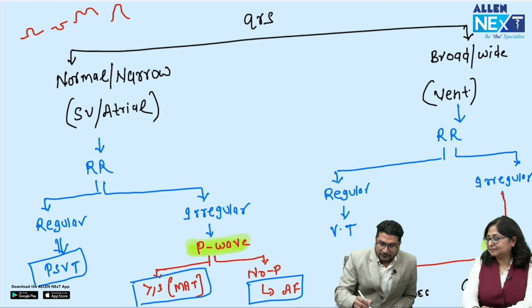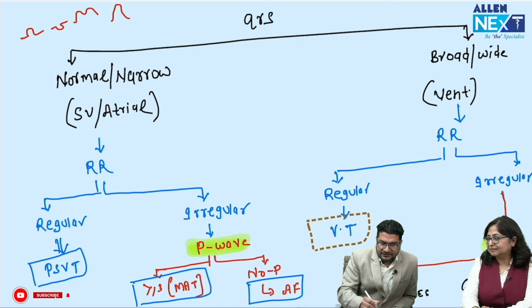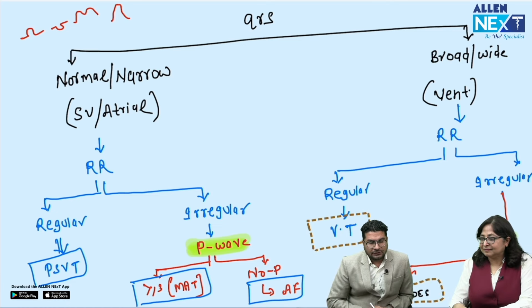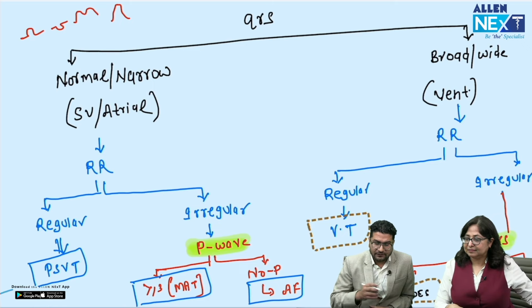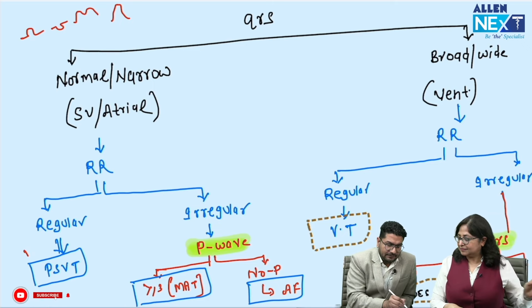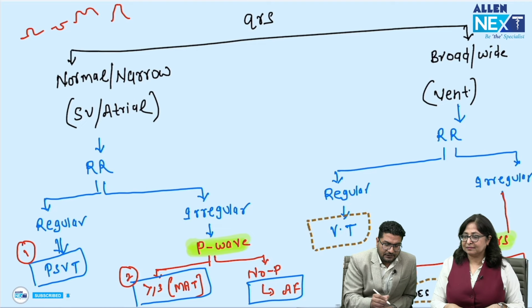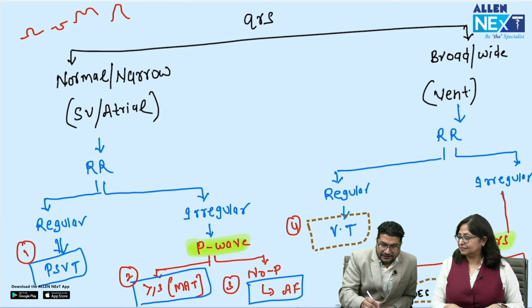So again, here also you have to remember 3 important arrhythmias. First is VT, second is torsades, and third is ventricular fibrillation. So based on QRS, we can classify different types of arrhythmias. And remember, in the exam, they are testing your knowledge on these 6 different types of arrhythmias.